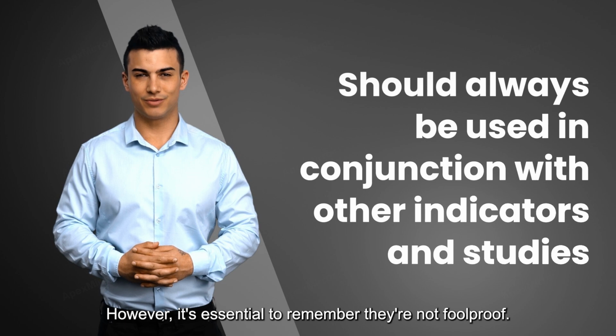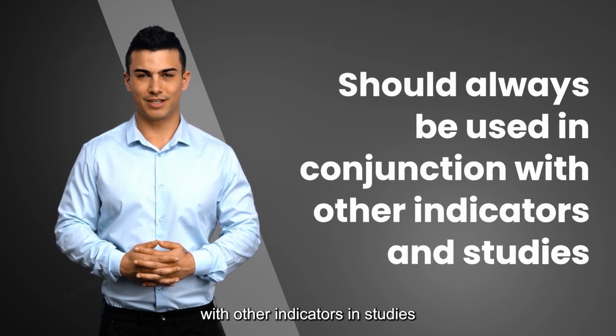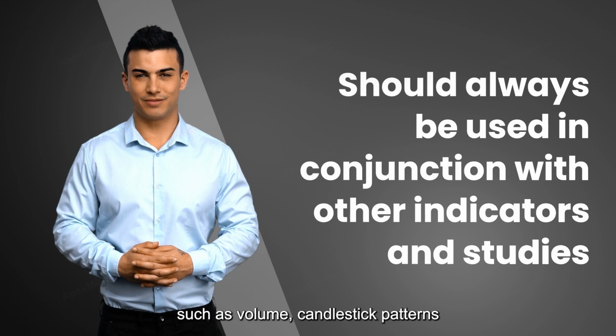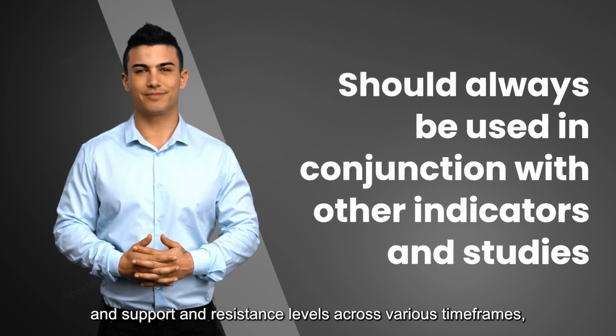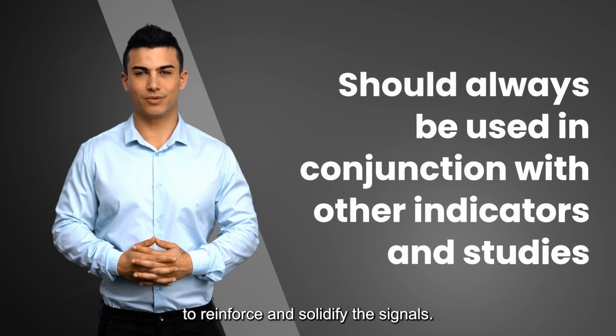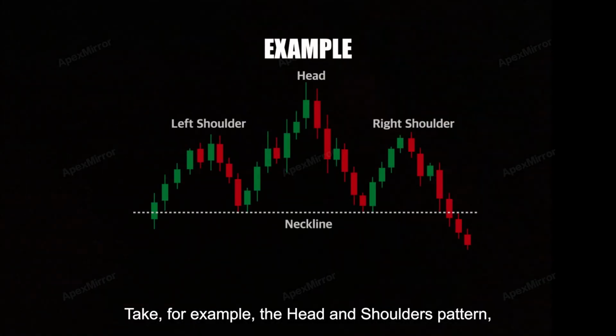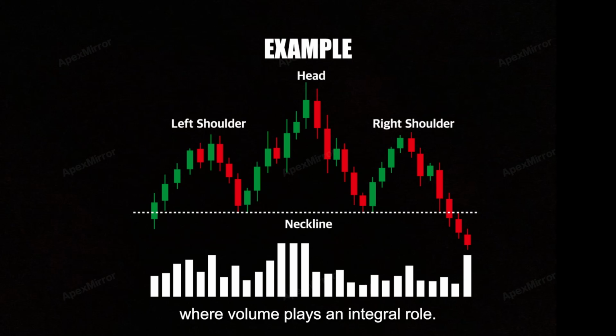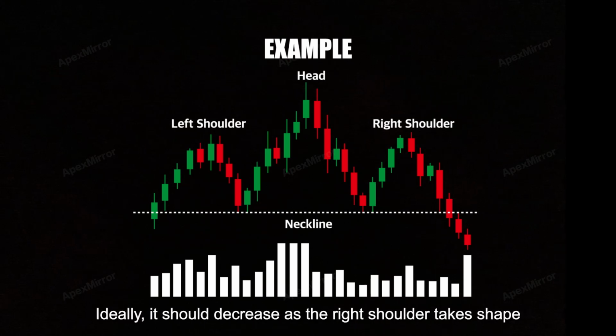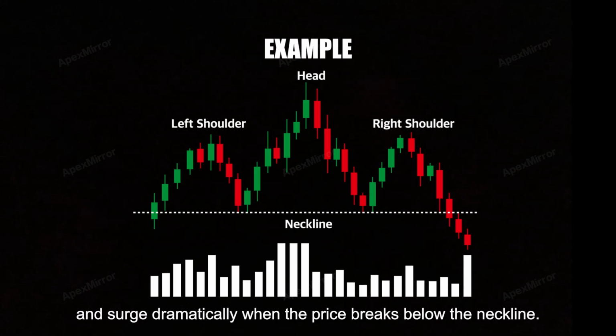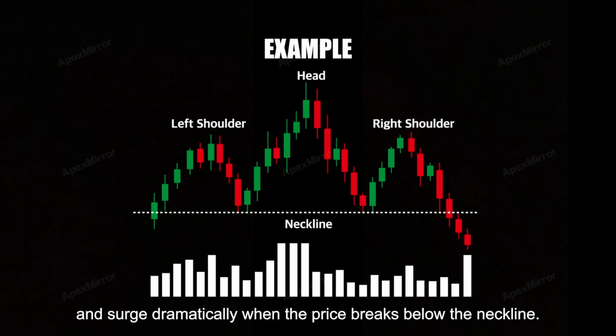However, it's essential to remember they're not foolproof. They should always be used in conjunction with other indicators and studies, such as volume, candlestick patterns, and support and resistance levels across various time frames, to reinforce and solidify the signals. Take, for example, the head and shoulders pattern, where volume plays an integral role. Ideally, it should decrease as the right shoulder takes shape and surge dramatically when the price breaks below the neckline.